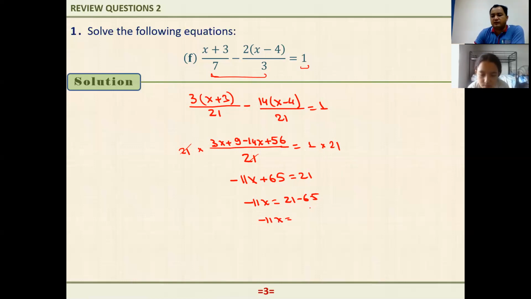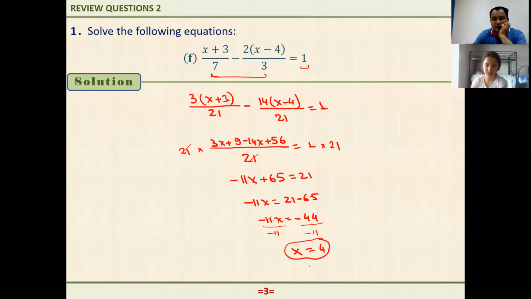21 minus 65 is negative 44. So now negative 11x equals negative 44. We should divide both sides by negative 11. These two things are the same, gone, right? What is here? x. And also minus minus, it is plus. What is 44 divided by 11? 4. Very good.